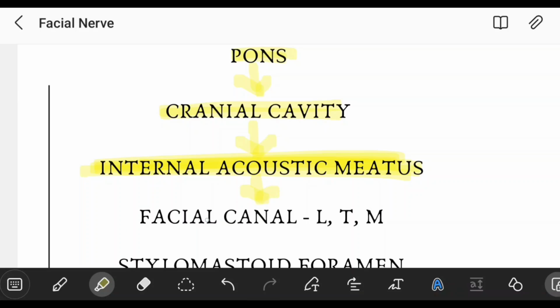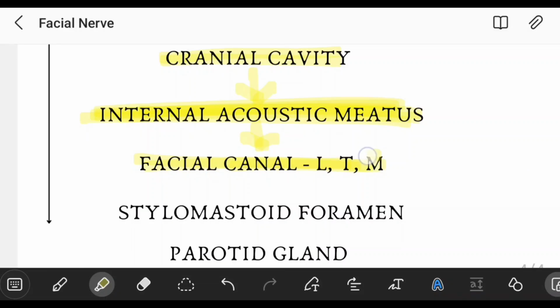Then it goes in the internal acoustic meatus and forms the facial canal, which is divided into the labyrinthine segment, the tympanic segment, and the mastoid segment. So these segments are a part of the canal in which the facial nerve travels. Now this is very, very important. From the mastoid segment, it takes an exit via the stylomastoid foramen.